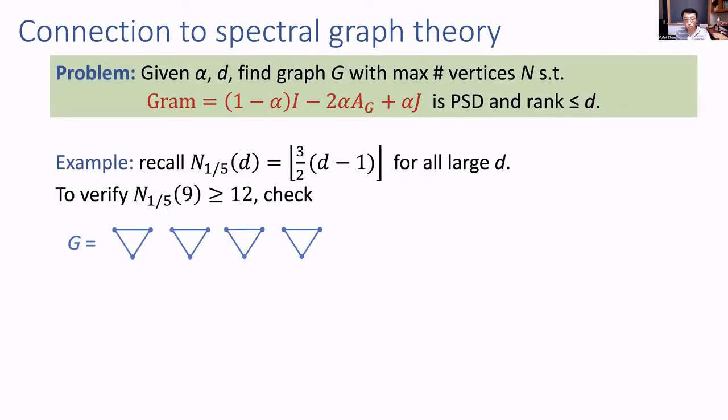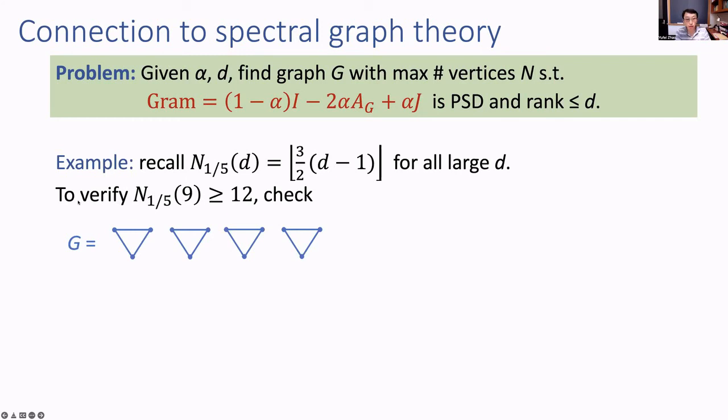This equivalent formulation also provides an easy way to explain examples. Rather than giving you a list of vectors and their coordinates, which might be quite cumbersome, it's much better to tell you what the graph looks like. So for example, to show that there exists a configuration of 12 vectors in 9 dimensions, all of whose pairwise angles are arccosine of 1/5, instead of telling you the coordinates of these vectors, which I will not do, I will just tell you this graph.